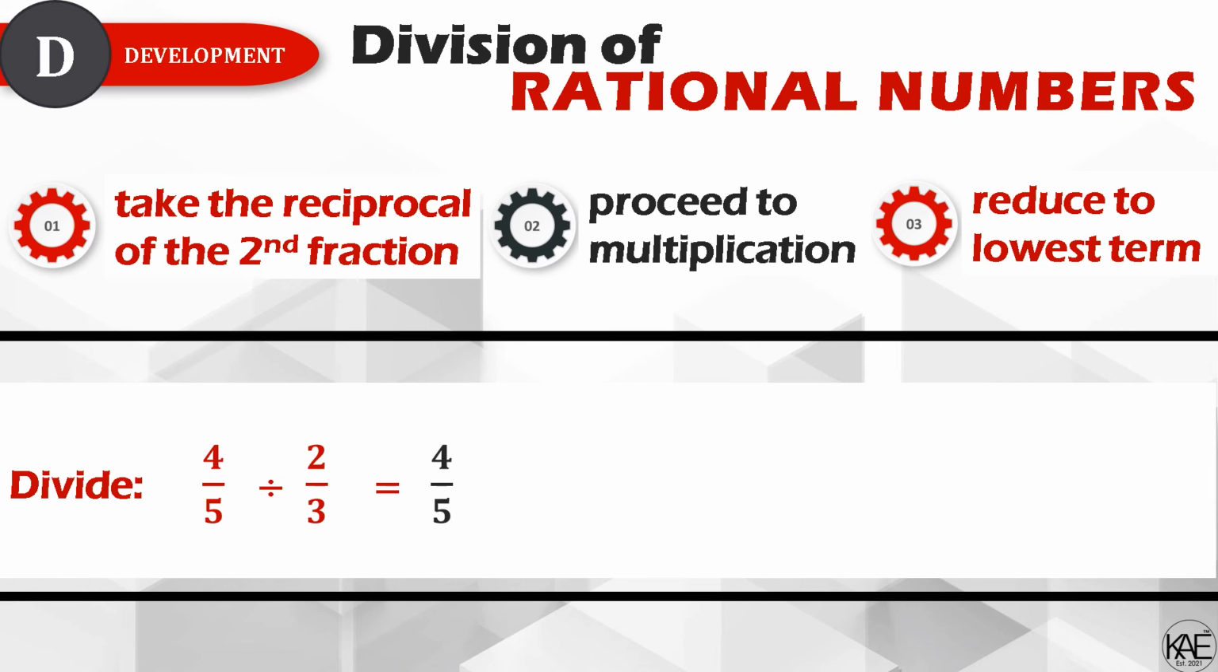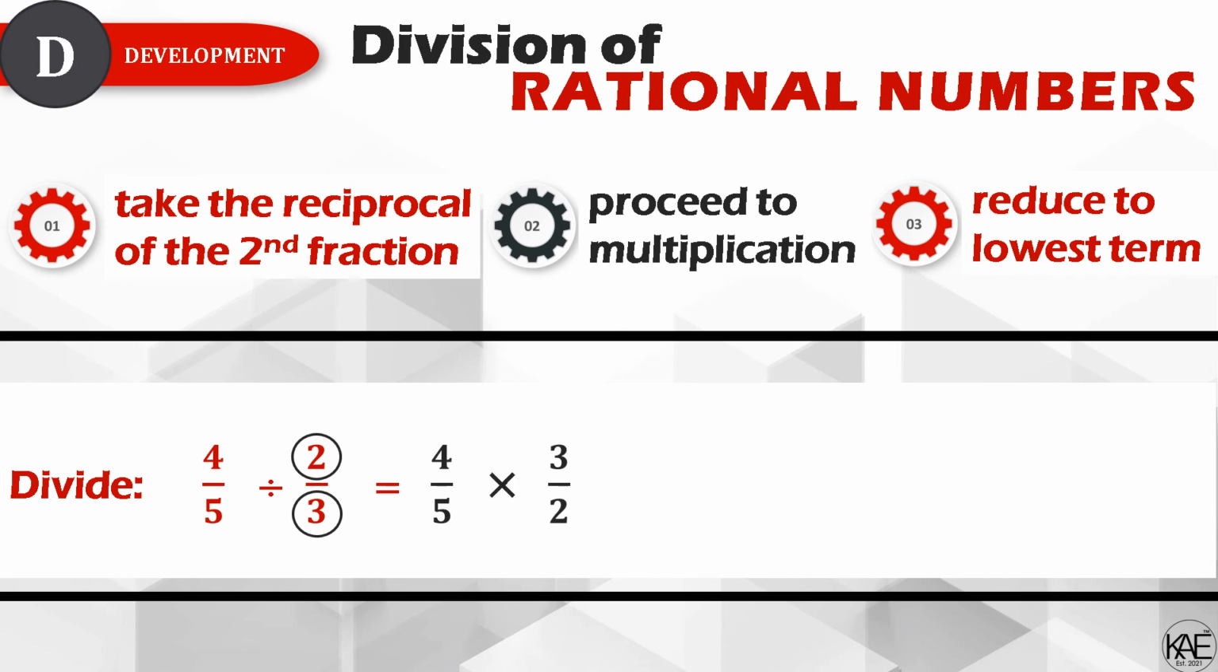we copy the first fraction, 4/5. Then we get the reciprocal of the second fraction. 2 now will become our denominator, and 3 will become our numerator. That will give us 3/2, which is the reciprocal of 2/3.